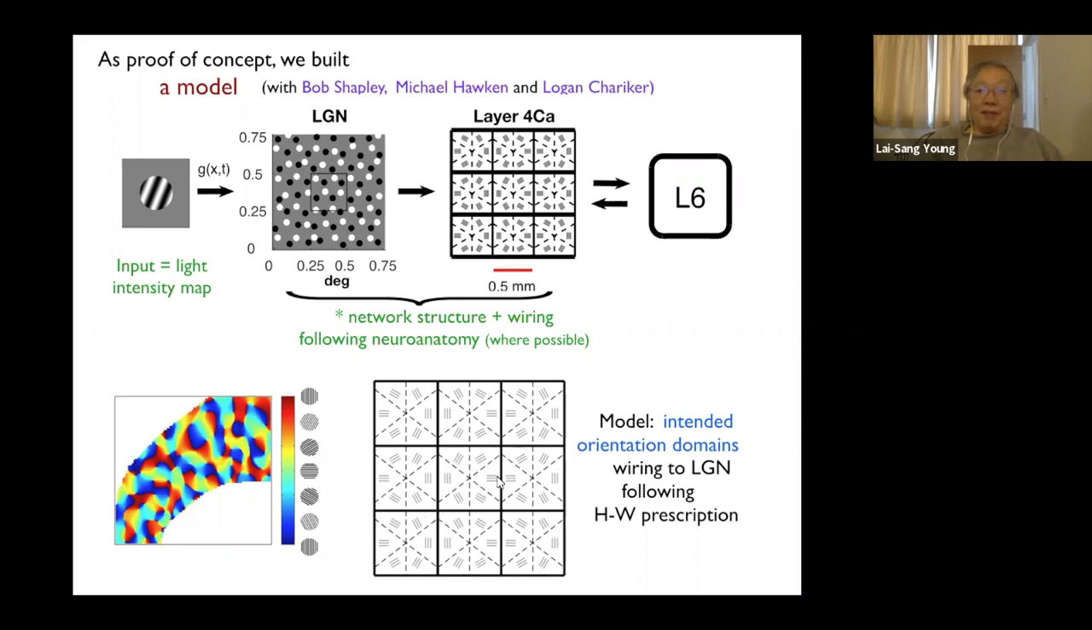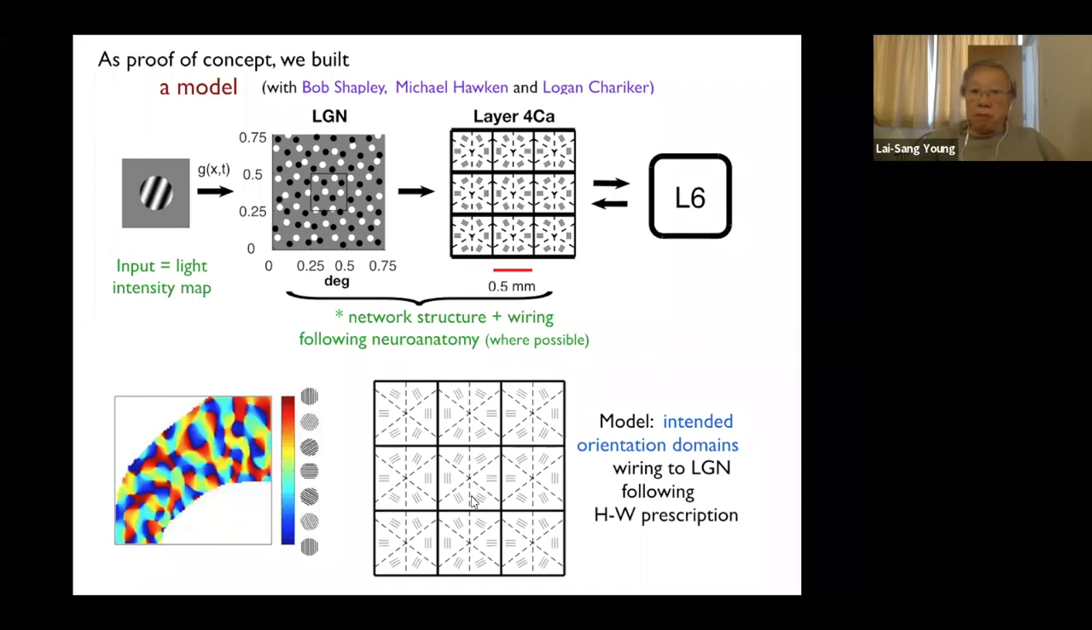And we divide it up into different regions of intended orientation domains. Here we have them organized around these pinwheel structures. So here we use 6 domains. Sometimes we use 4, sometimes we use 6. It doesn't seem to matter very much exactly what pattern we use.